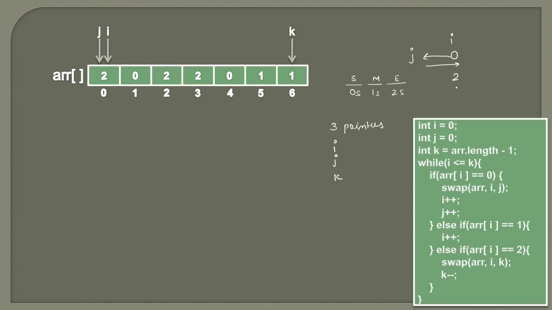When 2 is encountered, I will throw 2 to the end, and to the end we have K. So it will throw it to K and take its value to the ith index.